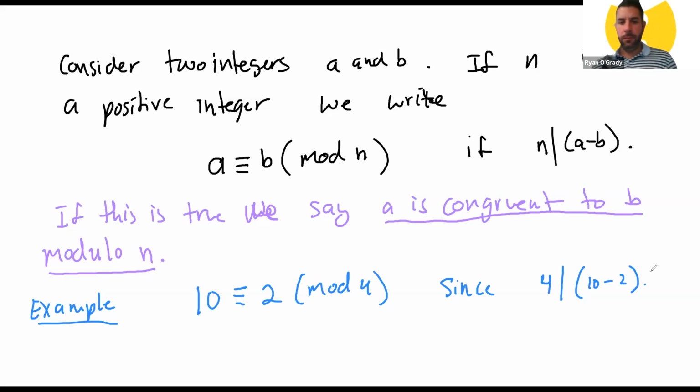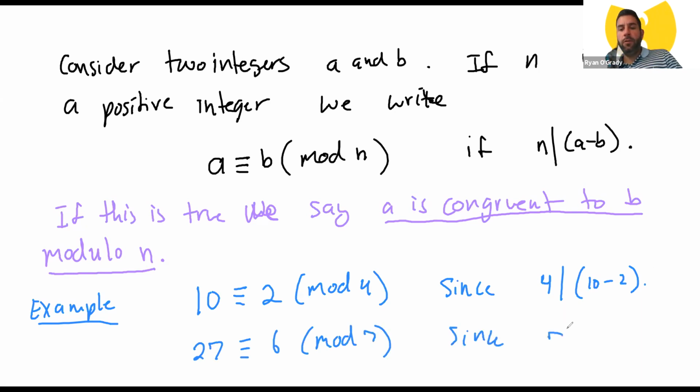Biggest question, how do you know this? All right, let's look at another one. How about 27 is congruent to, say, 6 mod 7, since 7 is confusing. You're learning something new. It's not supposed to be easy.